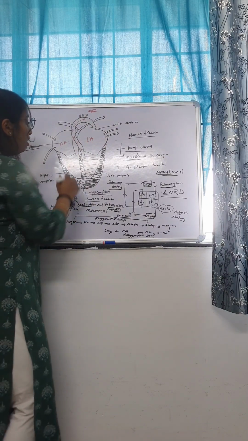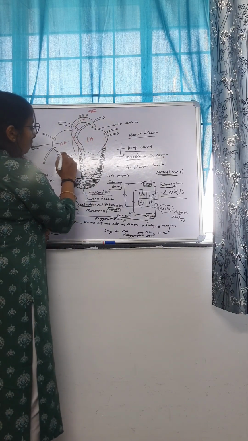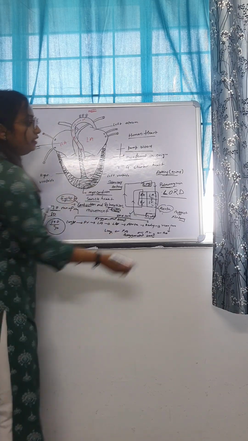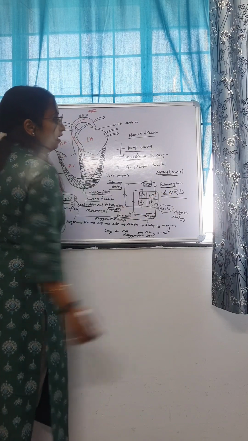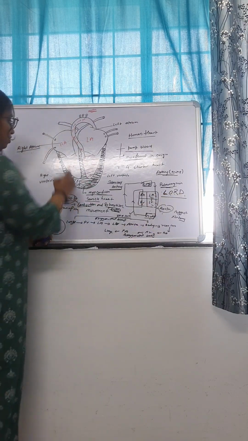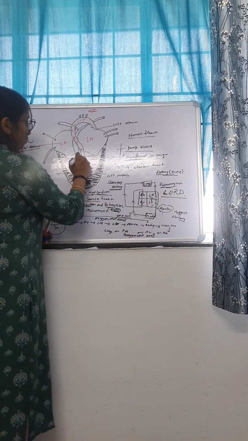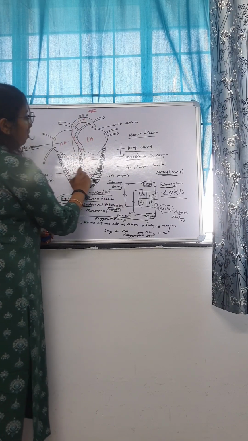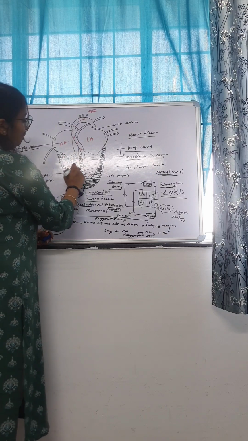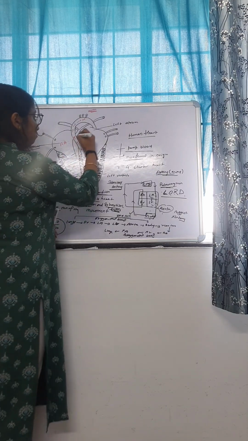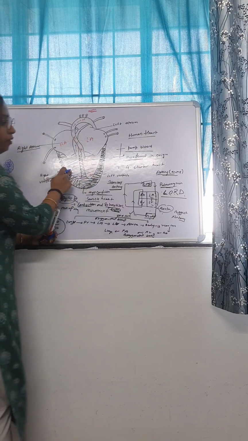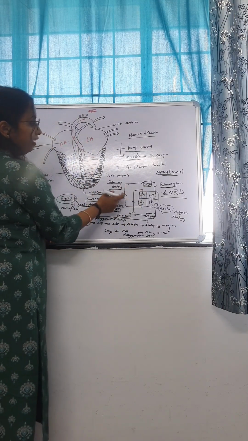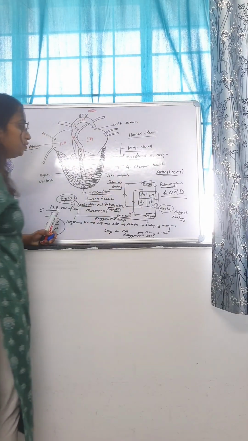Now from the right ventricle, let me use another color here. As you can see, the left side has oxygenated blood and the right side has deoxygenated blood. So deoxygenated blood, let me mark it with blue, but don't tell me that the blood is blue, goes from the right ventricle. As you can see, from the right ventricle, blood goes into the pulmonary artery, and then to the lungs for oxygenation.